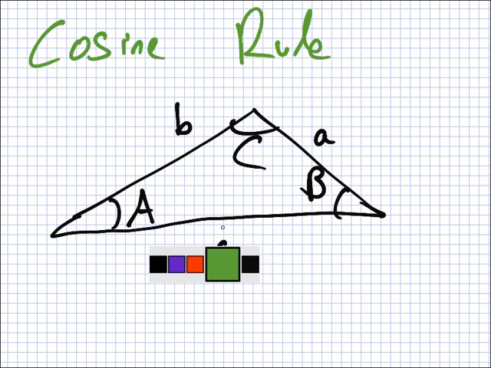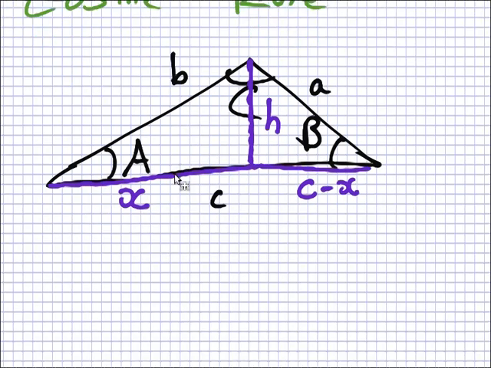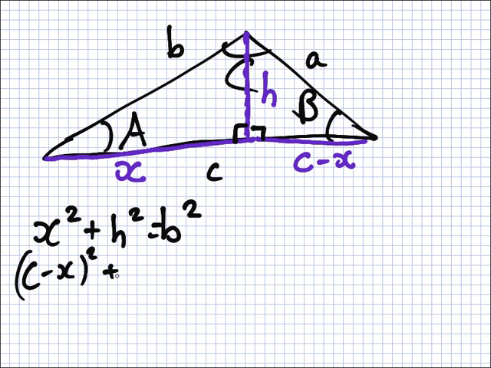Very similar proof. Dotted line, h. This time though, I'll call this side here x. So how big is this side? Well, this side here will be c minus x. And this here is h. And now I'll use Pythagoras. X squared plus h squared, what will that equal? X squared plus h squared equals b squared. And then here, I have c minus x squared plus h squared equals a squared.